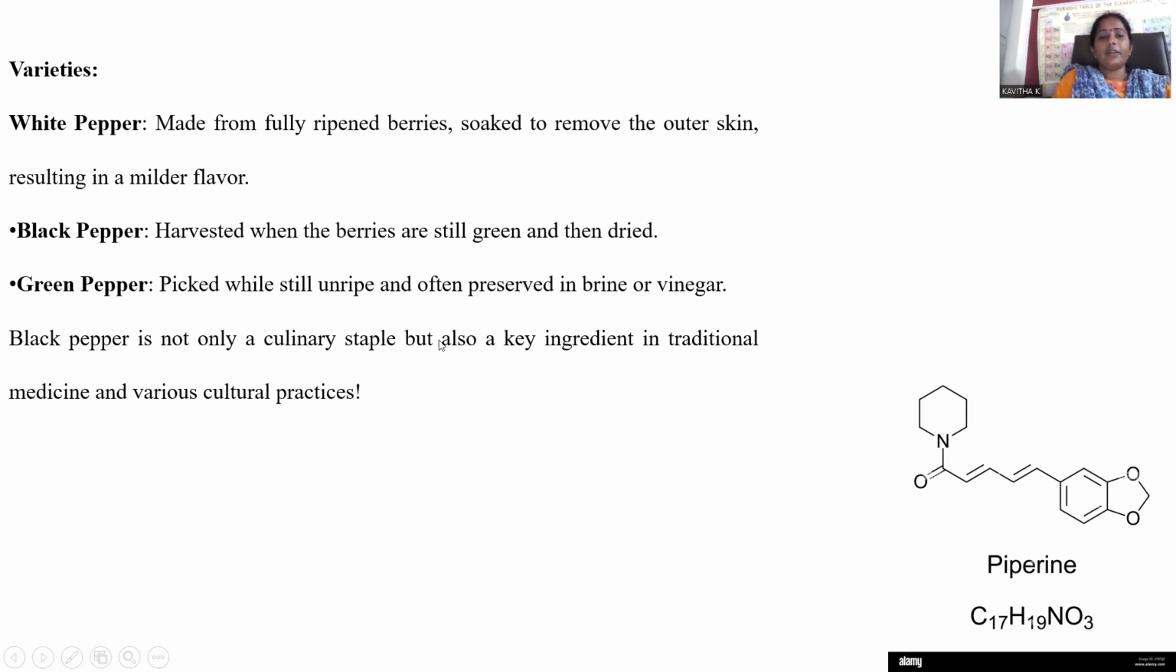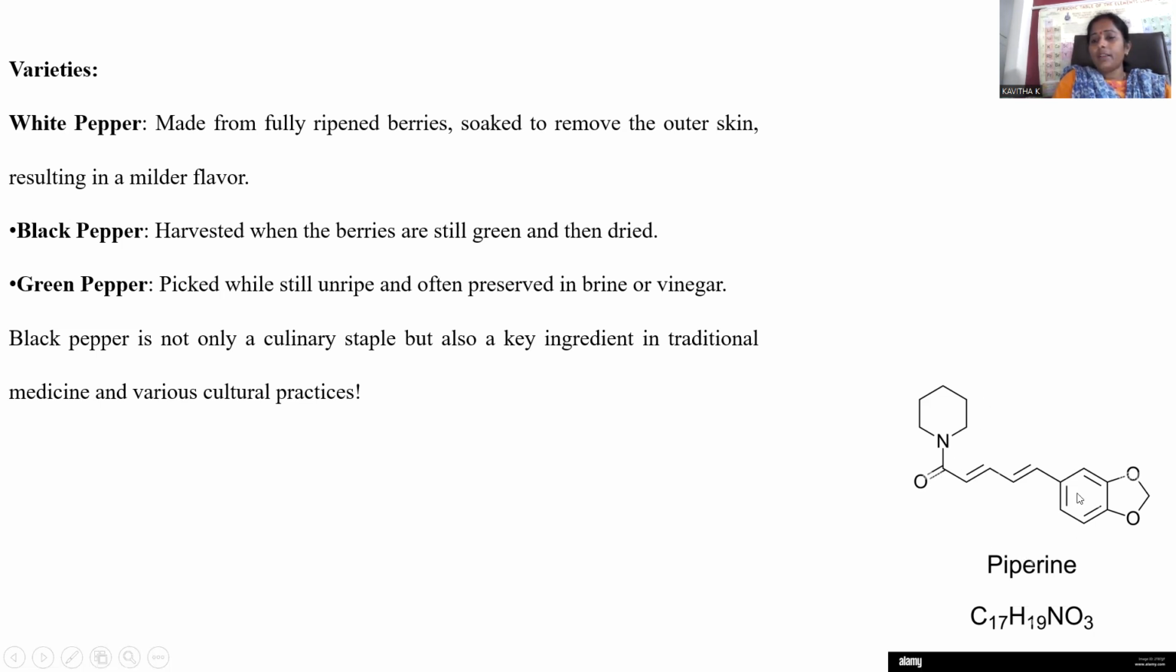So here green pepper is extracted. How can we extract it? Without removing the outer skin. Whenever green pepper is made, the berries are directly taken and preserved in vinegar or brine, so that green pepper can be used. Black pepper is not only culinary, and all these kinds of peppers find applications in food additives.